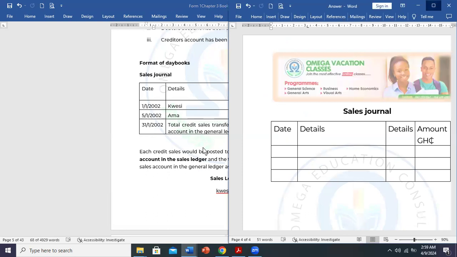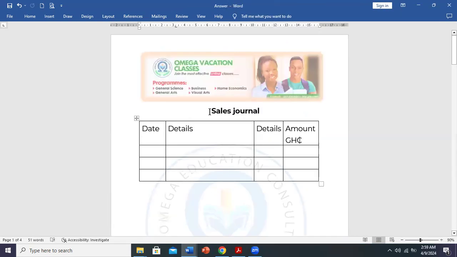Okay, so this is how they look. So the first column is the date. Richmond, your hand is still up. Do you have a question still?